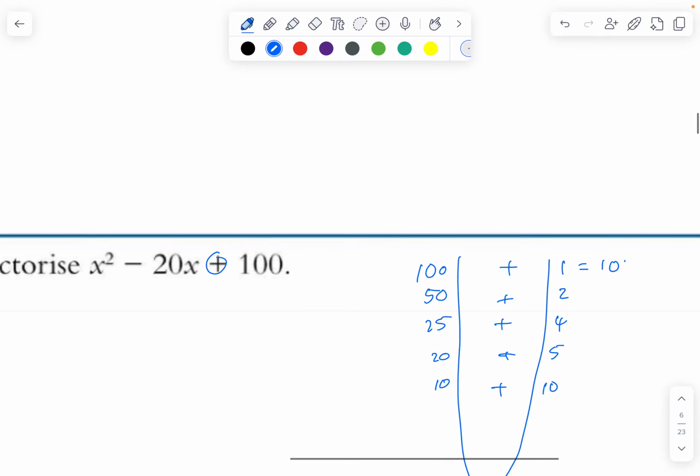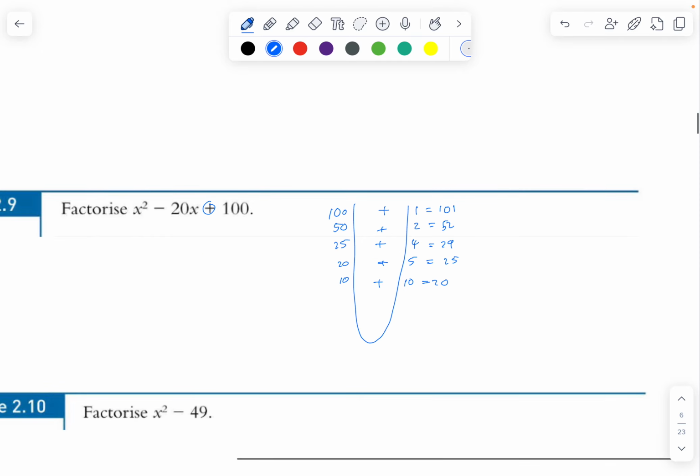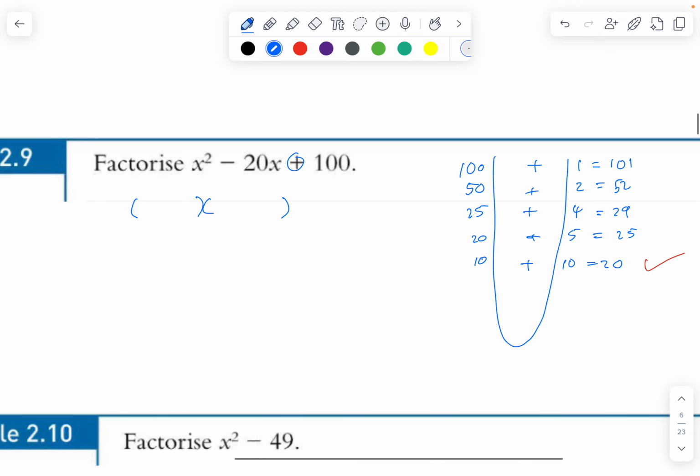This gives you 101. Just having fun here. This is 52. And this is 29. And this is 25. And this is 20. Guess what? This is what we need. Okay. Now we do what? We open our brackets. We can actually start with them if we want to. The signs are correct. So, the signs are not correct. Why? Because now, how do we obtain a negative answer if we're adding?